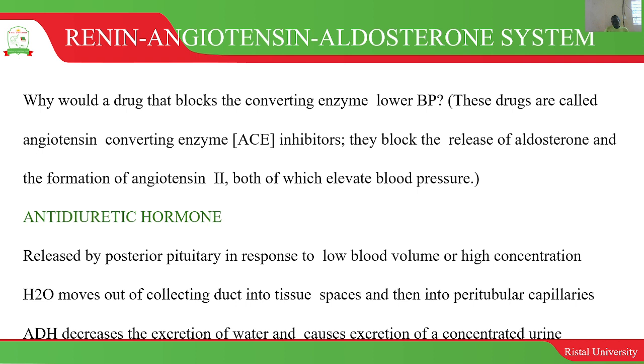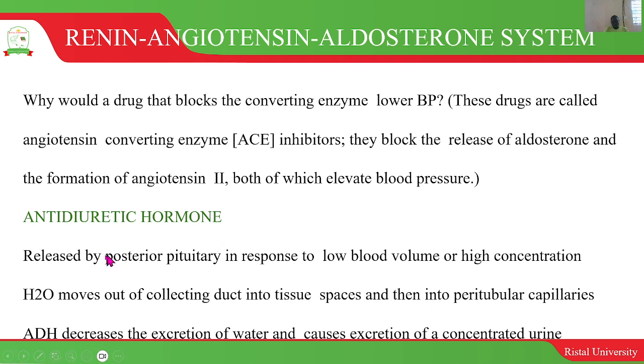So why would a drug that blocks the converting enzyme lower blood pressure? These drugs are called the ACE inhibitors, the angiotensin converting enzyme inhibitors. They block the release of aldosterone and promotion of angiotensin 2, both of which elevate blood pressure. For some of you who might have already known, this is the mechanism of action of the ACE inhibitors. Captopril, enalapril, all of them act by this particular mechanism. This is the point at which they act in trying to regulate blood pressure.